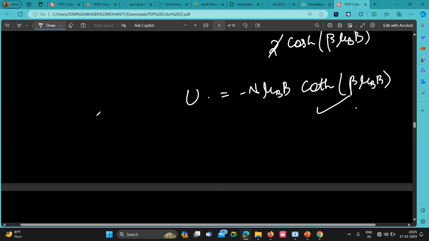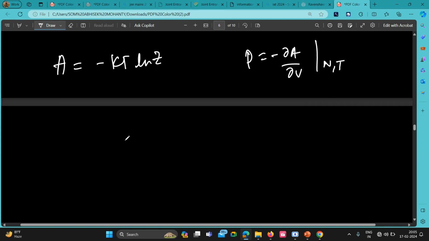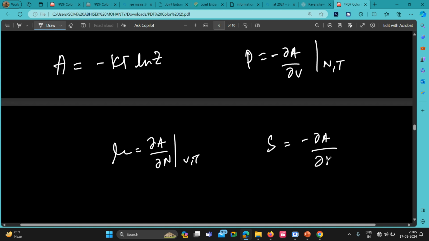In this same way you can calculate the Helmholtz free energy, that is minus kT ln Z. Just put in the value of Z and everything else. The pressure will be minus del A by del V at constant N and T, and the chemical potential is del A by del N at constant V and T. Entropy S is equal to minus del A by del T at constant N and V. So these are some of the things you can calculate, I hope.